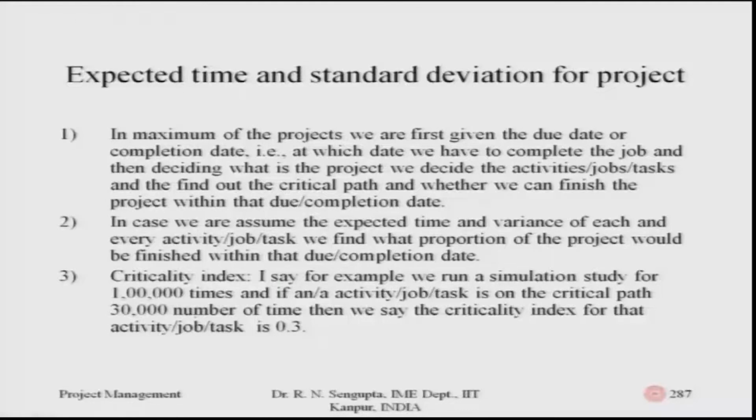In maximum of the projects we are first given the due date, which we will denote by D, or the completion date, that is, the date by which we have to complete the job. Then, deciding on the project, we decide the activities, jobs and tasks and find out the critical path, whether we can finish the project within that due date. Assuming the expected time T and variance Vt for each activity, we find out what proportion of the project would be finished within the due date and the completion date.